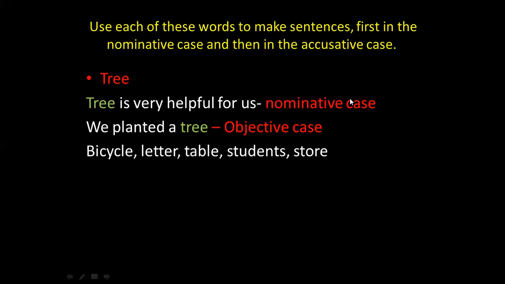Another few more examples are given here: bicycle, letter, table, students, store. With these, kindly make sentences, one with the noun in subjective nominative case, and another in objective or accusative case. Bicycle, I'll give one more example. Bicycle is eco-friendly. Here the word bicycle is in the nominative case, and the same word has to be in objective case. Raju rides bicycle well. So here the bicycle has become the objective case.